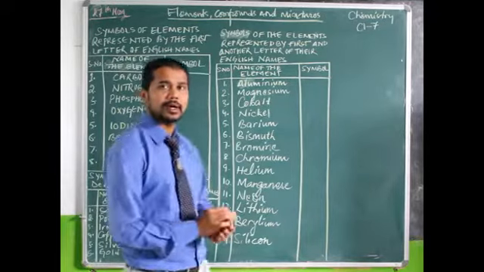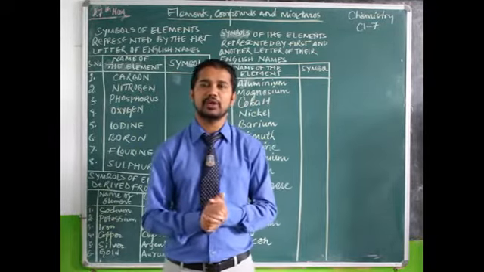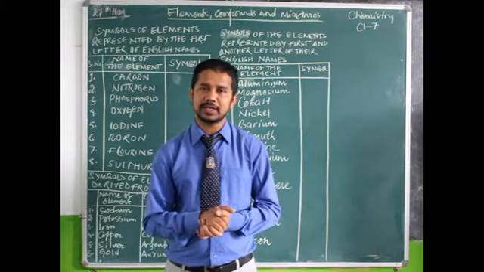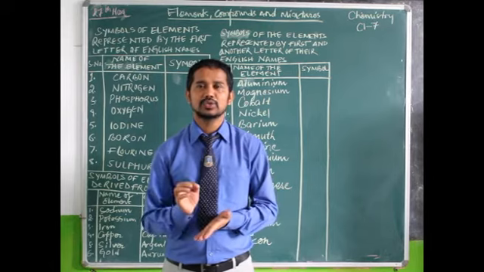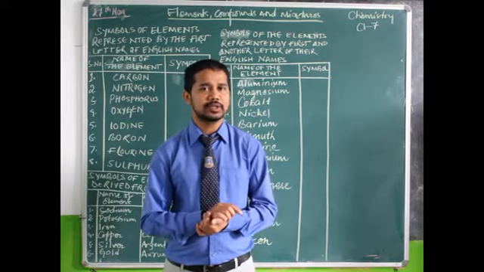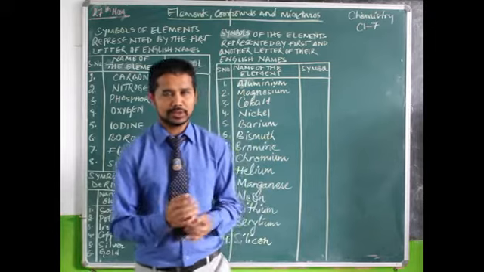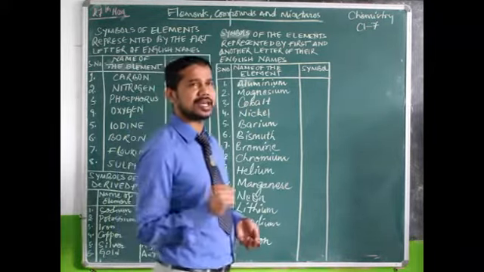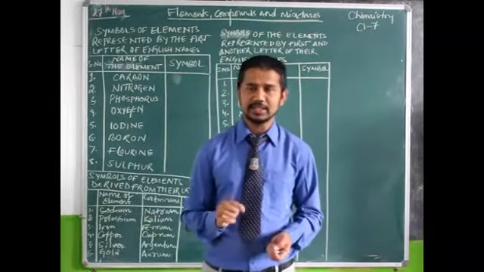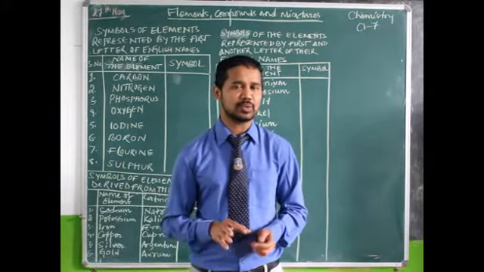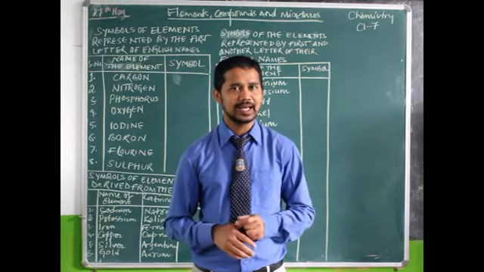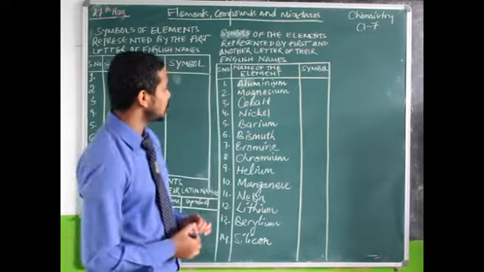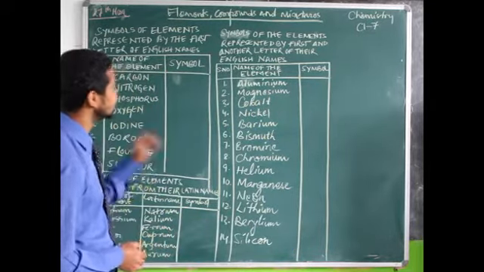Whatever symbols we are using, who gave these symbols for the first time? It is the Swiss chemist Berzelius who gave these symbols. So nowadays, who takes the responsibility of assigning symbols to elements? It is IUPAC. So what is IUPAC? International Union of Pure and Applied Chemistry. So today we will do these symbols in detail.